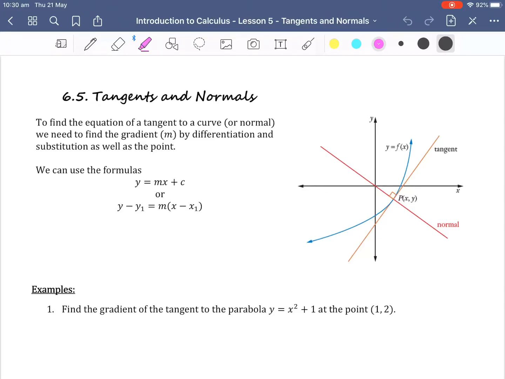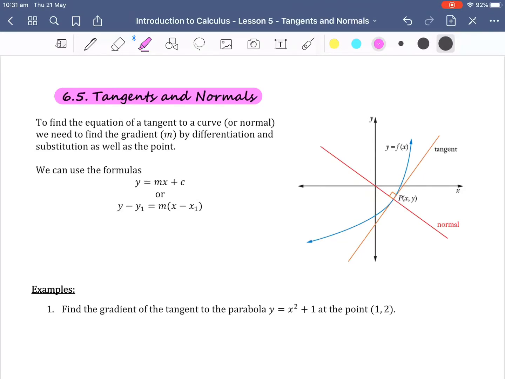Today we're continuing on with the topic of Introduction to Calculus and we're looking at tangents and normals. So tangents and normals to our curve is what we're looking at. We need to remember that the derivative is a function that gives the instantaneous rate of change or gradient of the tangent to the curve. So a tangent is the line.